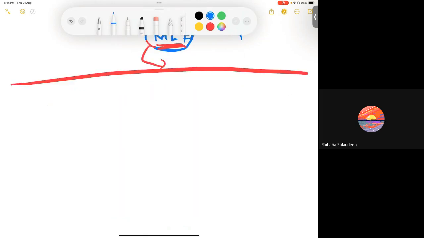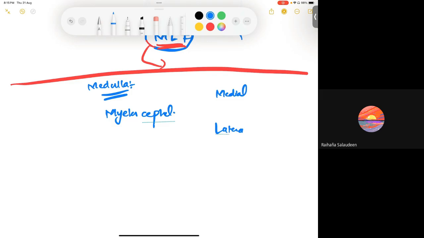Let's discuss our last component of the brainstem, which is the medulla, right? The medulla is basically a derivative of your myelencephalon, right? Which arteries does the medulla get supply from? So we have the medial aspect of your medulla and the lateral aspect. The medial aspect of the medulla is going to be provided by the anterior spinal artery or vertebral artery.